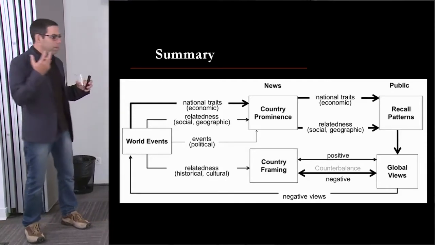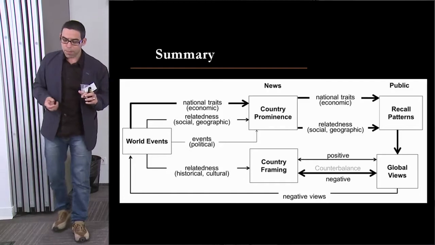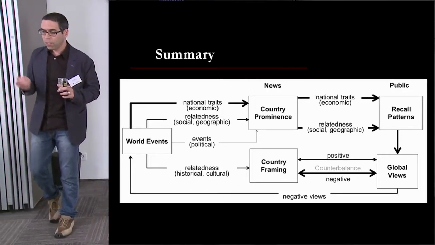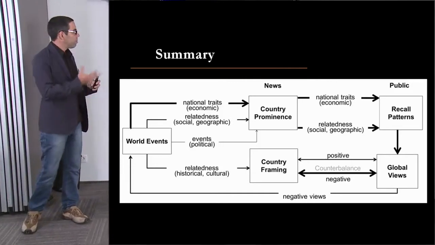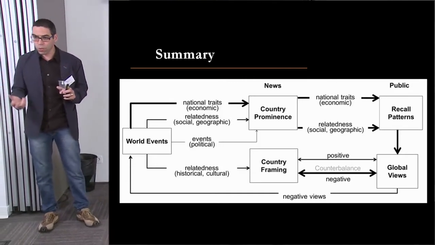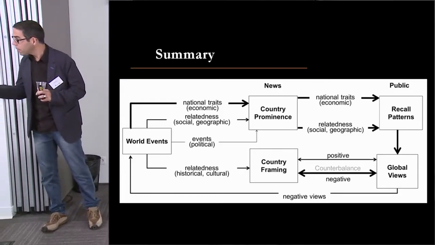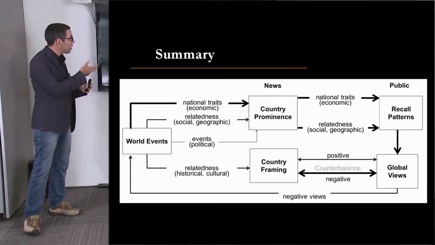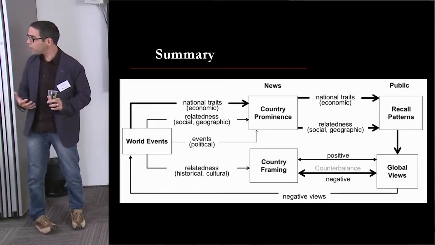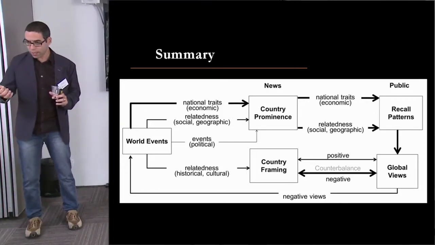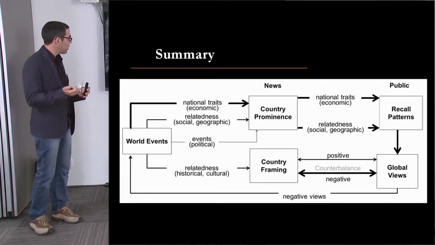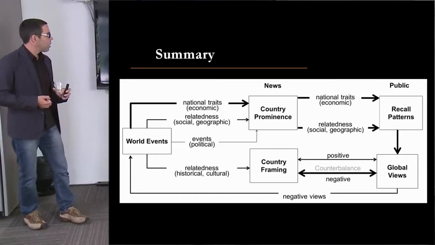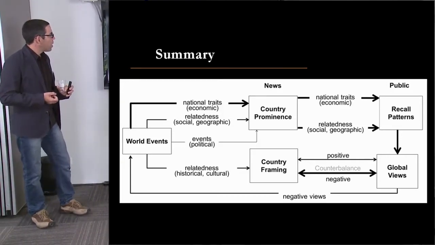So we have certain world events, and they can influence the way they are covered in the news in two ways. There is the prominence of the countries, and there is also the framing, how the country is covered. And the prominence of the country depends very much on the power and size of this country, but also, to a lesser extent, on the relatedness of the country and on the political events that the country experiences, particularly war.